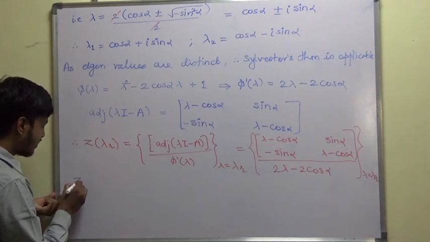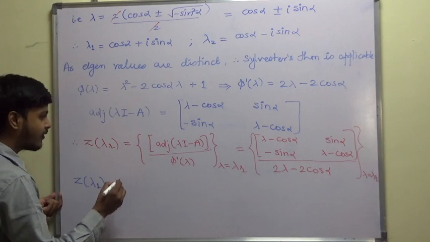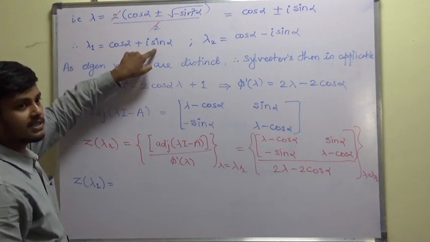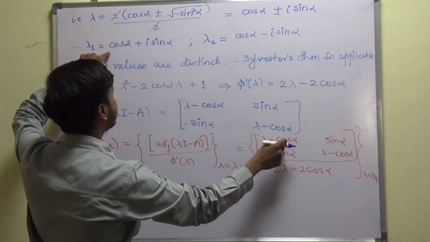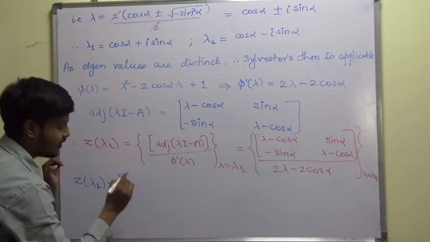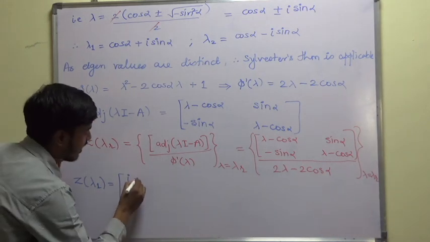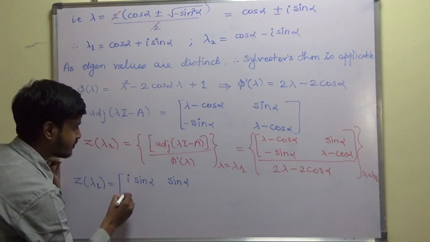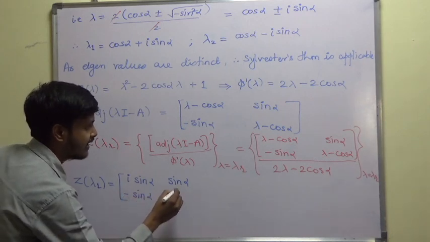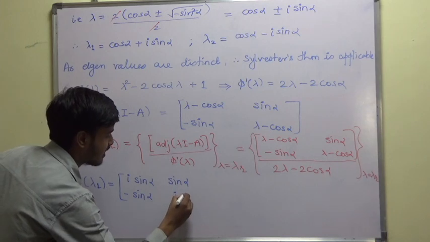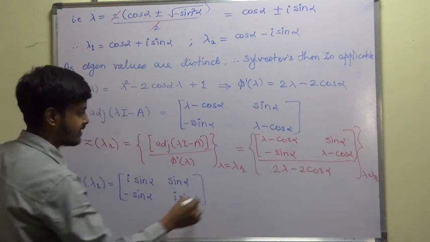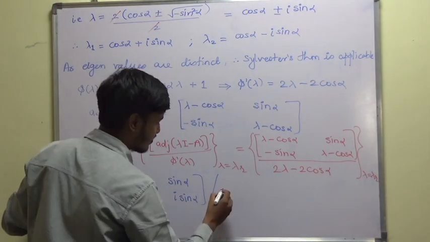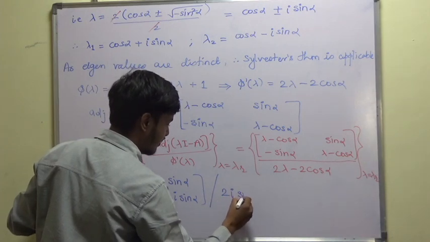So Z of lambda 1, what is Z of lambda 1? Put lambda is equal to this, cos alpha plus I sin alpha. So cos alpha minus cos alpha gets cancelled, we remain with I sin alpha. Okay, so I will write I sin alpha, minus sin alpha, and then I sin alpha. And this divided by, when you substitute here lambda, so 2 cos alpha gets cancelled, so you get 2I sin alpha.